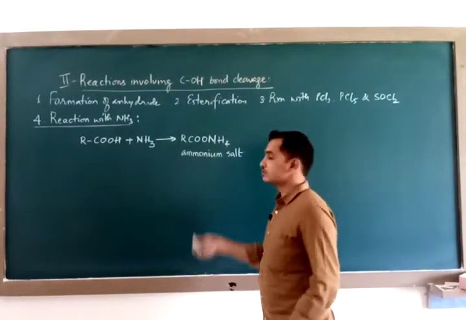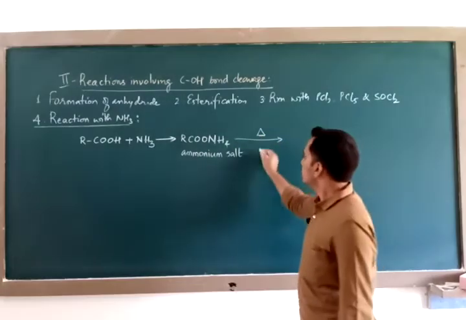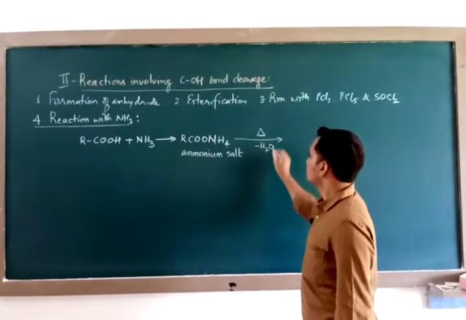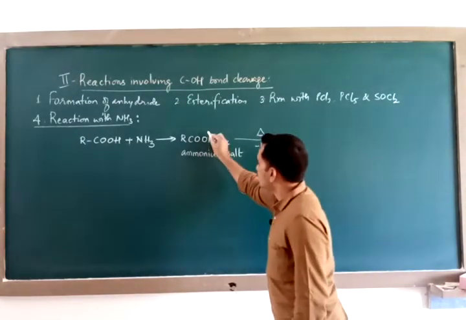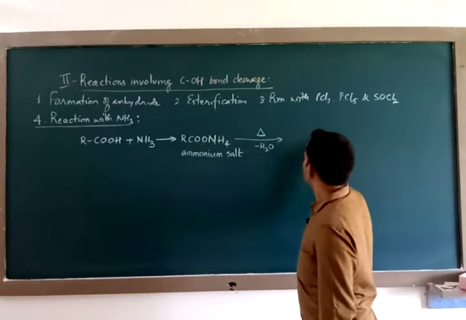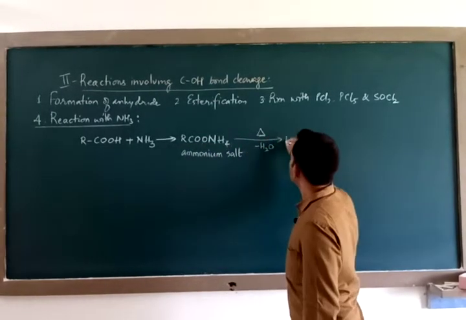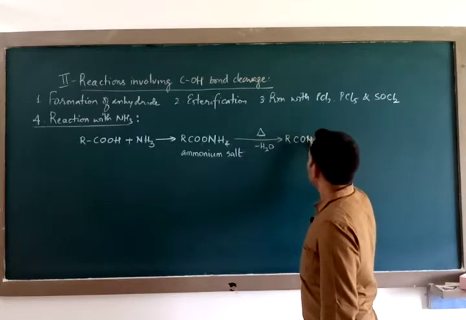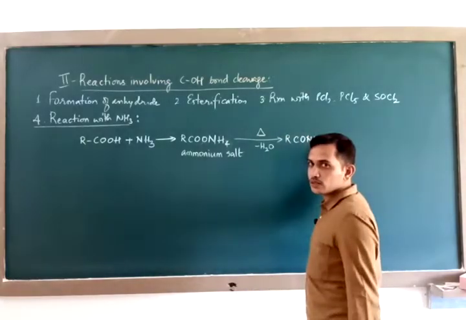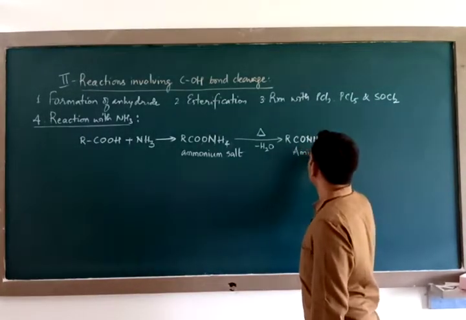The same ammonium salt, upon heating, will lose water. How will it lose water? You separate one oxygen from here and two hydrogens from here. So when water is gone, you will be left with RCONH2. Two hydrogens are lost, so two hydrogens are remaining. You will get amide.